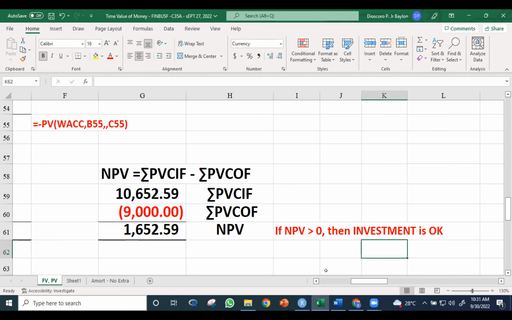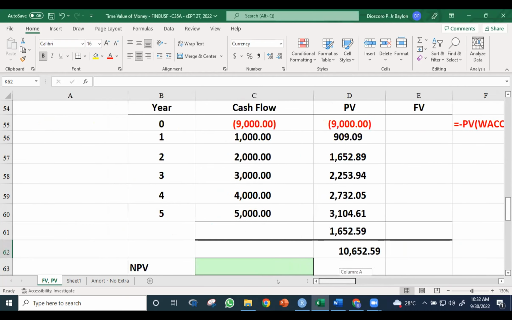All right. So let's just quickly review. Notice that I did not add the cash flows. We cannot add the cash flows because they belong to different time frames. Otherwise, we will disregard the time value of money. So before we can add the cash flows, they have to be on the same time frame. That's why we got the present values. Or we can also get the future values. That's also possible, to arrive at the net future value. Okay, we can do that.